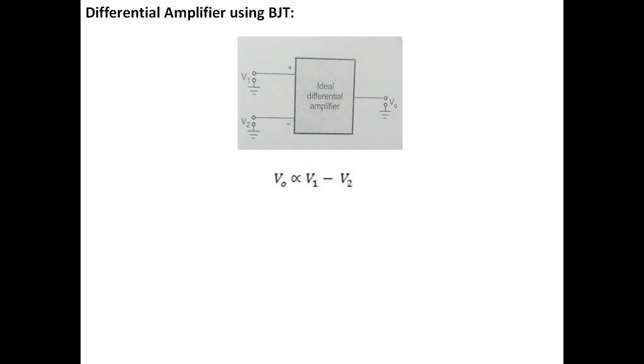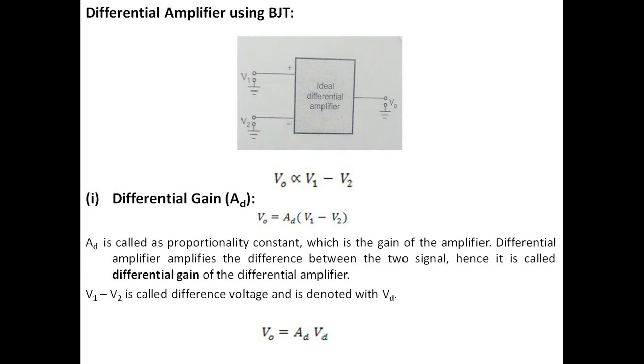At the same time the output voltage also depends upon the gain of the amplifier. If you remove the proportionality, you will get the gain of the differential amplifier. Let us indicate what exactly the differential gain is. You call that the differential gain, and we will represent it with the parameter AD. A is the gain, D is the differential gain. We remove this proportionality by bringing in a proportionality constant. V0 is equal to AD into V1 minus V2. AD is called the proportionality constant, which we normally call the gain of the amplifier.